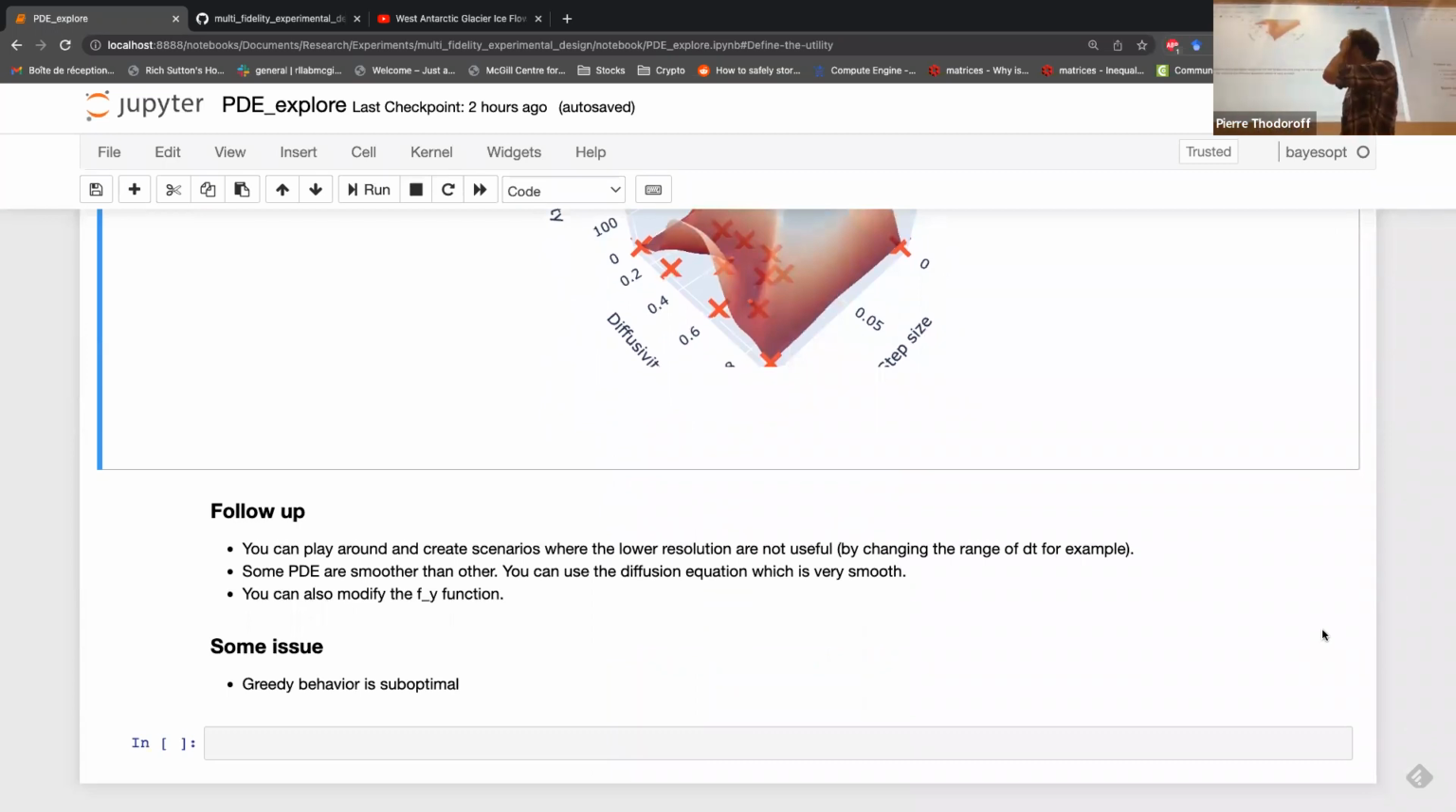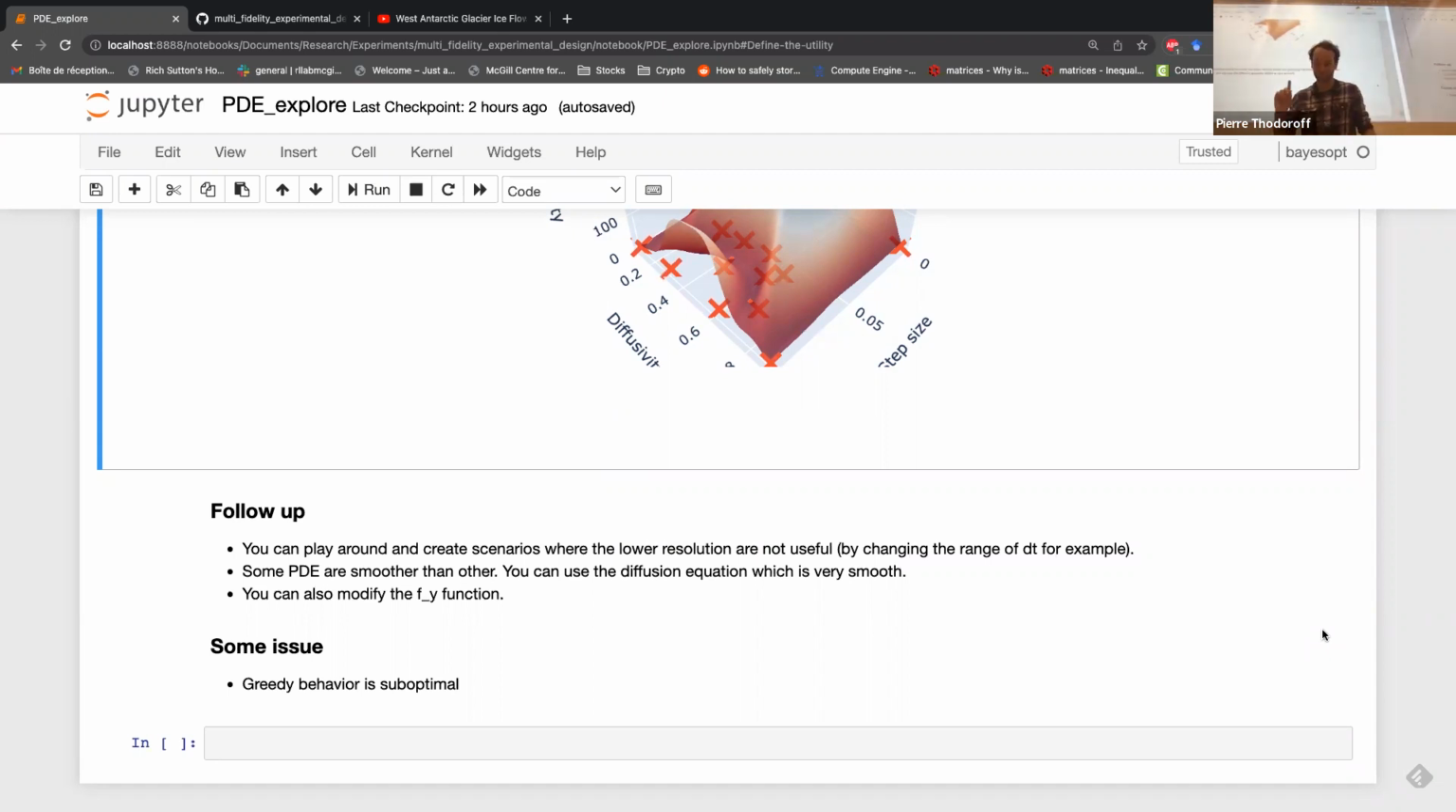So you can play around with this notebook. You can create other scenarios. You can use any differential equation that you want. This analysis of the cost utility, you can still do it. There are different diffusions that you can play with. I implemented another diffusion equation that's very smooth. When things are very smooth, obviously the resolution doesn't matter too much.